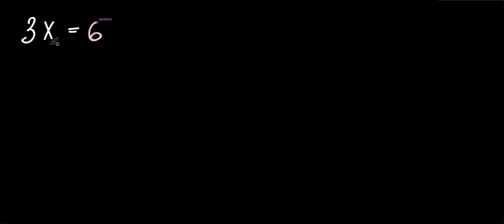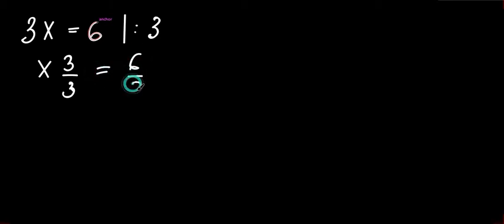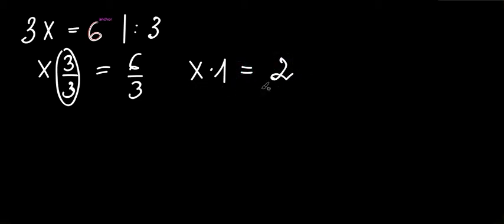So we can get the x value by dividing both sides of this equation by 3. So if we divide both sides, on this side we have 3 over 3, and that will give us 1, and here we have 6 over 3. So that gives us x times 1, because this gives us 1, is equal to 2. So our x is equal to 2.